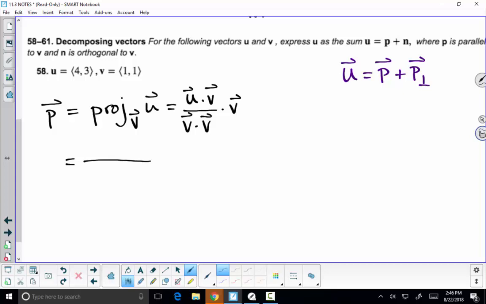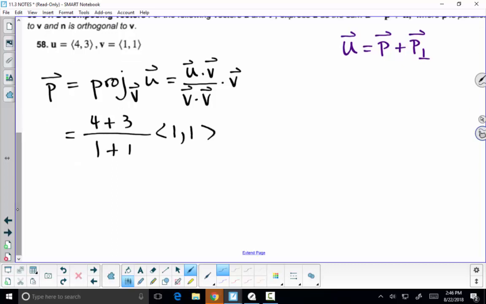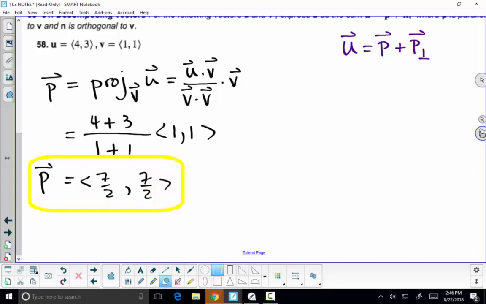All right, so u dot v, what is that equal to? 7? Everybody okay with that? So 4 times 1 plus 3 times 1, add them together. V dot v? 2. 1 plus 1. So we square that, we get 1 plus 1, and then v is v. So this gives us 7/2 as the multiplier, as the scalar. We're going to jump it into the vector, so we'll get 7/2, comma 7/2. That is our projection vector. That is p. That is the projection of u onto v. That's a vector.